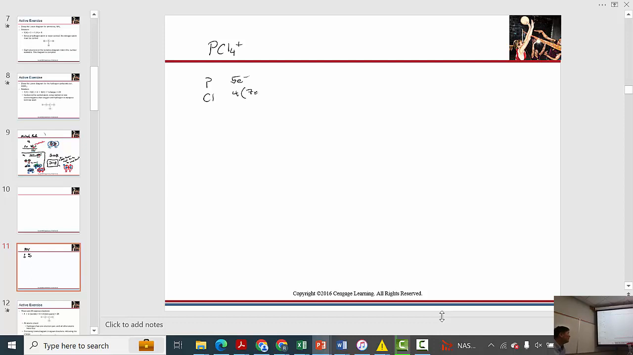So 4 times 7 is 28. And then the +1 charge means we remove an electron or add an electron? Remove. So one electron needs to be removed. And so we got 28 plus 5 is 33, minus 1 is 32 electrons total.